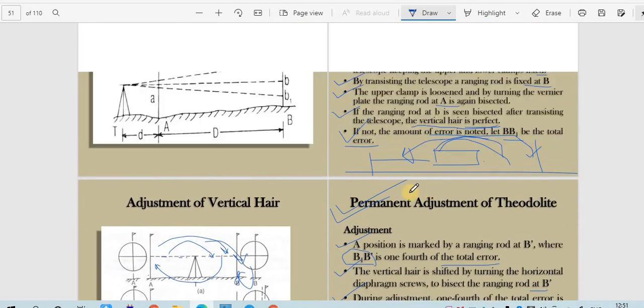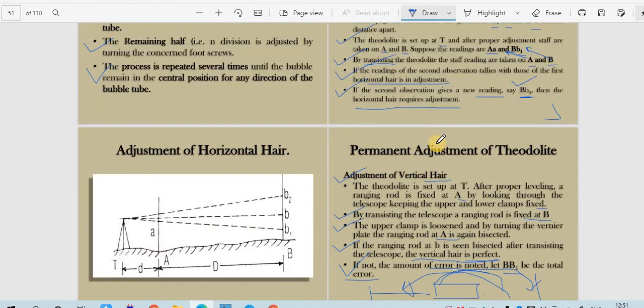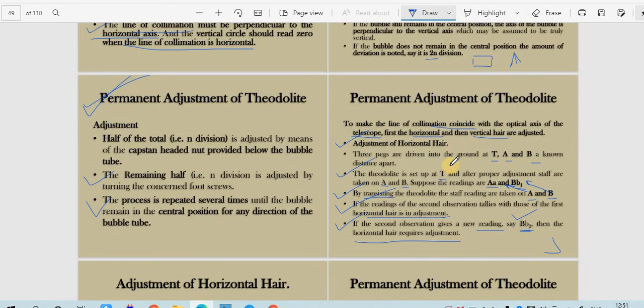Whenever you perform this, in order to see this relation perfect, you will have to do both adjustments: one adjustment is done for your horizontal hair here and the second one has been done for your vertical hair here, to make the line of collimation coincide with the optical axis of the telescope.